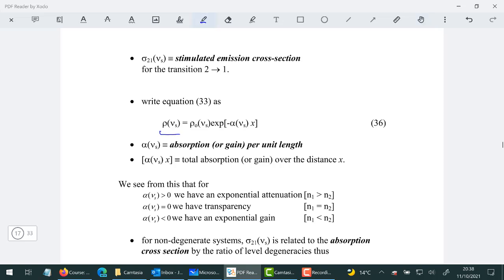We can then rewrite the equation above to give a nice simple exponential: the energy density as it travels through the material depends on the initial energy density times e to the minus alpha times x. And alpha is the absorption or the stimulated emission, the gain per unit length. Okay. So let's look at that equation. We have that alpha is equal to n1 minus n2 times sigma.